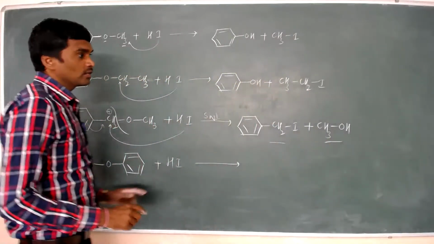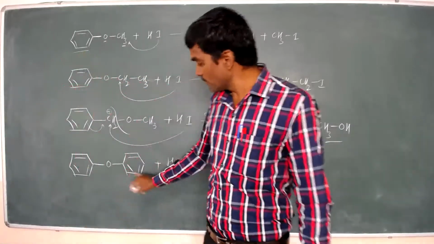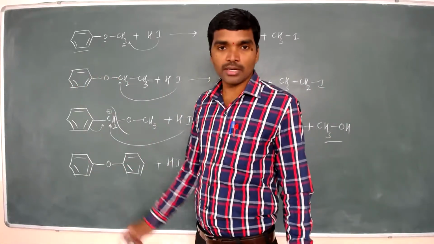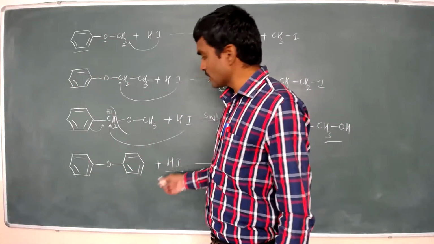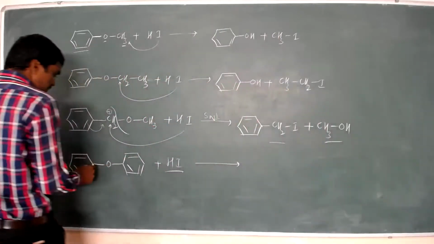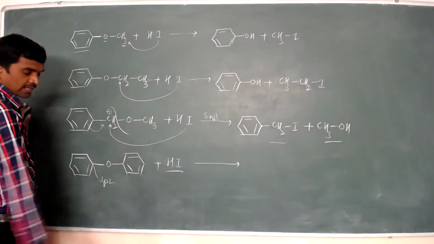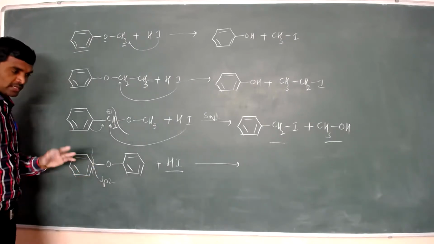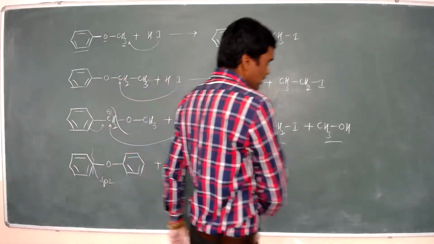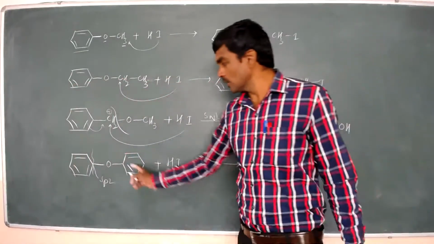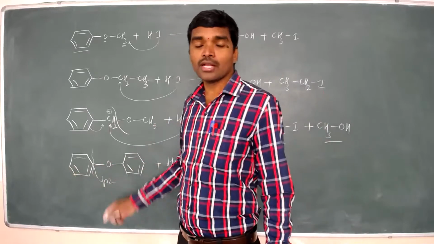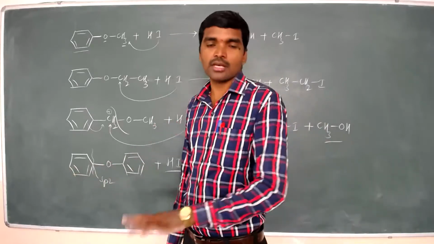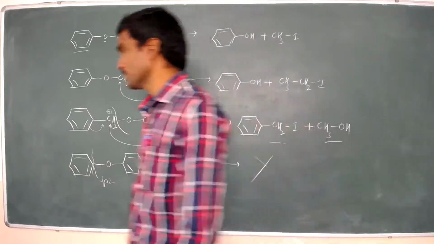And finally, you remember this reaction is very important. These are aromatic ethers. Aromatic groups are on both sides. So these do not react with HI. Why? Because the oxygen group is directly attached to the sp2 hybridized carbon. You know that from the sp2 hybridized carbon, they are unable to break the bond. So these aromatic ethers, otherwise called diphenyl ether, do not react with HI. You remember this is an important point. Okay, right.